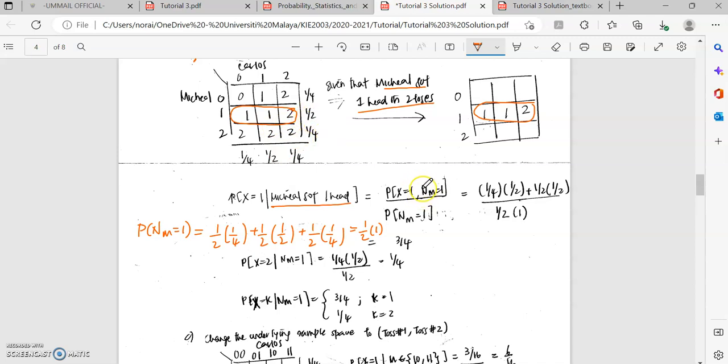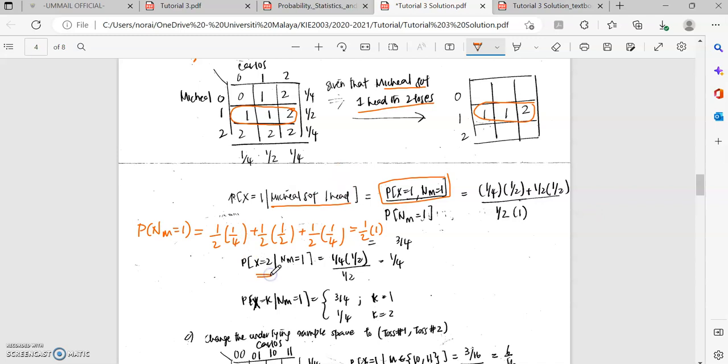X equals 1, and this one. Okay, so you have 1 over 4 times 1 over 2 plus 1 over 2 times 1 over 2. In this case, it is only this and this, right?